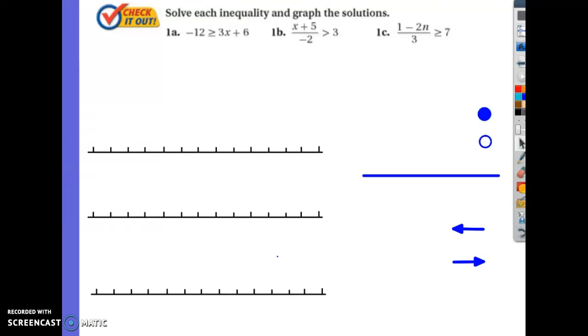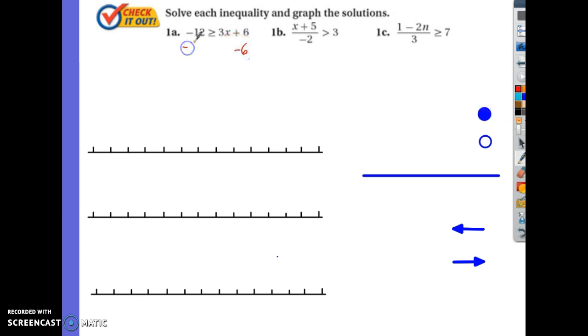Okay, so today we are going to be working on two-step inequalities. It's just like two-step equations, except with an inequality sign. So for 1a, we're going to balance it just like we would an equation.